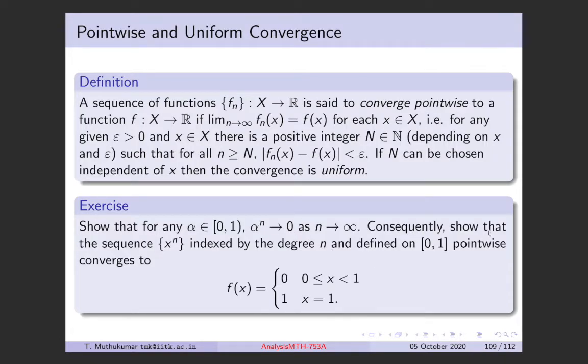Consequently, you also try to show that if you take the degree n polynomial x to the power n, this is a continuous function. We know this, right? Now this function is defined on the interval [0,1], and it will converge pointwise to this function f, which is a discontinuous function. So show that for each fixed x, as n goes to infinity, this goes to f of x. So this converges pointwise to f of x. Whereas this function is continuous on [0,1], this limit is not a continuous function on [0,1]. So basically pointwise convergence does not preserve continuity.